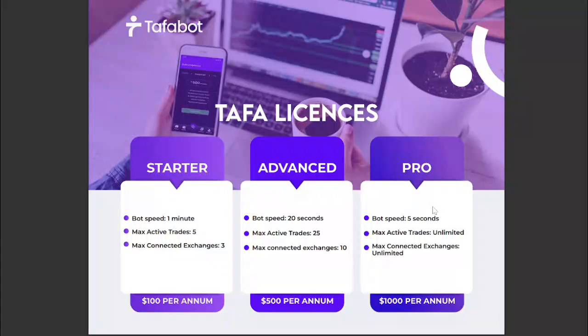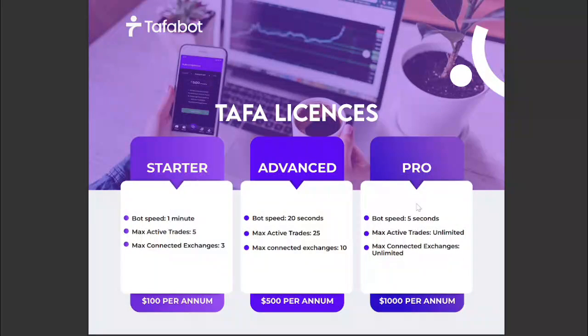Then we have the Pro Pack right here. The Pro Pack, 5 seconds. Oh wow. If I talked about 1 minute being fast for me, just imagine the speed. 5 seconds. That's the bot speed for the Pro package. Then for this, the max trade is unlimited. The exchanges you can connect is unlimited.